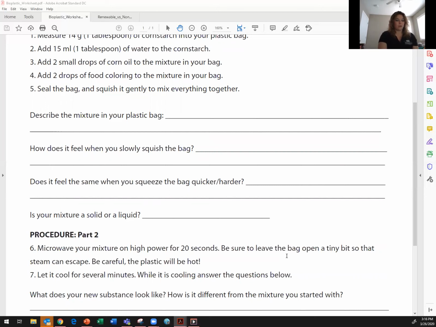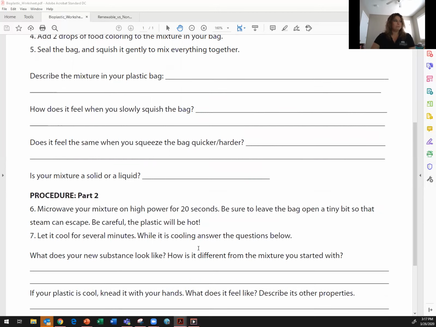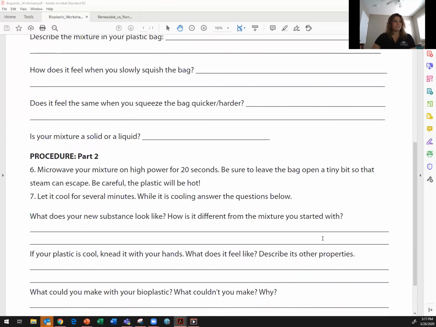While it's cooling, I want you to answer the questions below. What does your new substance look like? How is it different from the mixture that you started with? If your plastic is cool, knead it with your hands. What does it feel like? And describe what it feels like.